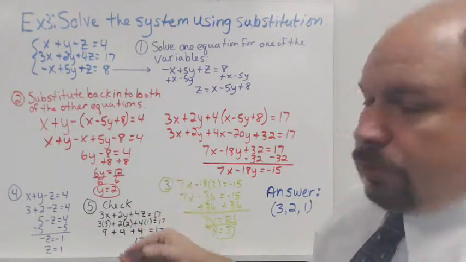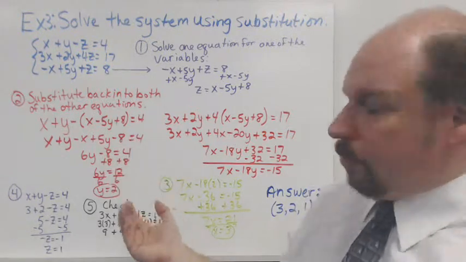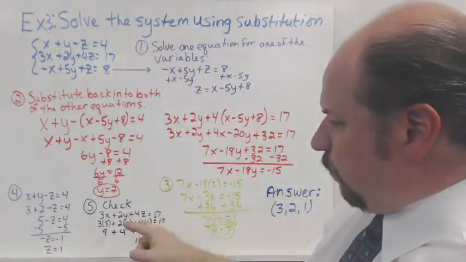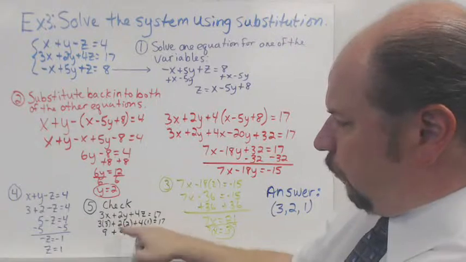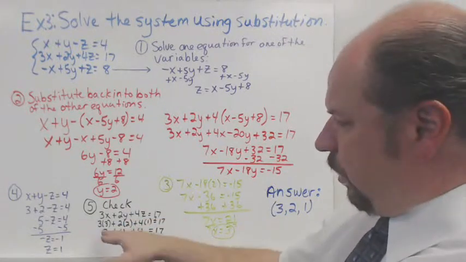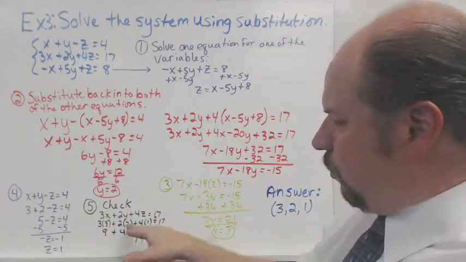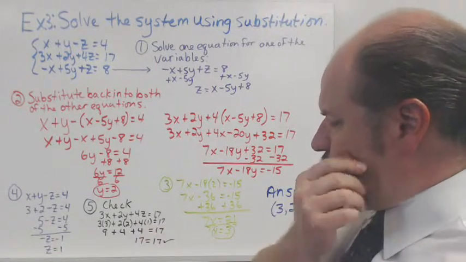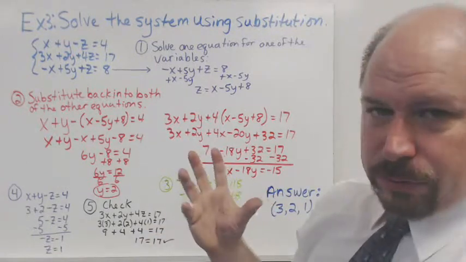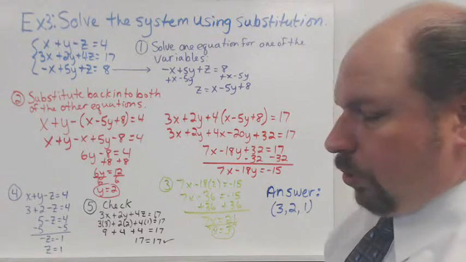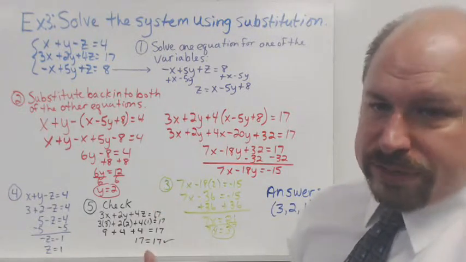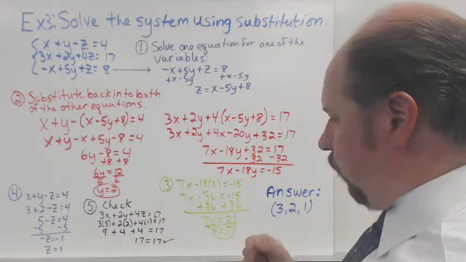So let's choose one of the other equations now and double check our answer. So let's check this middle one. If we put in 3 for x, 2 for y, and 1 for z, 3 times 3 is 9, 2 times 2 is 4, 4 times 1 is 4. And is that equal to 17? Well, 9 plus 4 is 13, plus 4 is indeed 17. So it does check out.